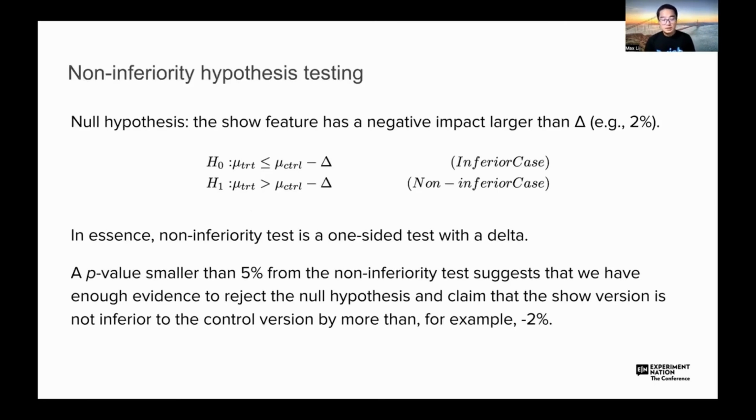Conceptually, the non-inferiority test is actually pretty simple. We change the null hypothesis to be the treatment is worse than control. Now, when we have a p-value smaller than 5%, we get enough evidence to reject the null hypothesis and conclude that treatment is no worse than control by a margin delta. So this delta here indicates practically significant difference, say 2%. And in essence, this non-inferiority test is a one-sided test with a delta.